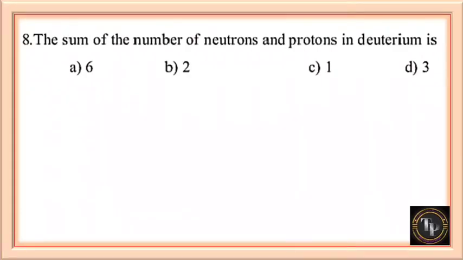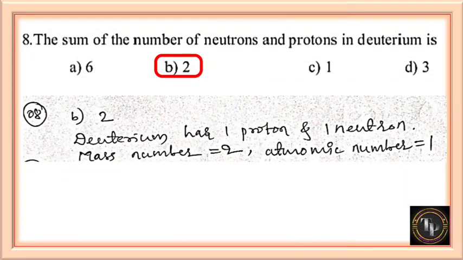Sum of numbers of neutrons and protons in deuterium is, deuterium has one proton and one neutron, therefore the sum of proton and neutron is 2. Simple. Deuterium has one proton, one neutron, mass number is 2, atomic number is 1.